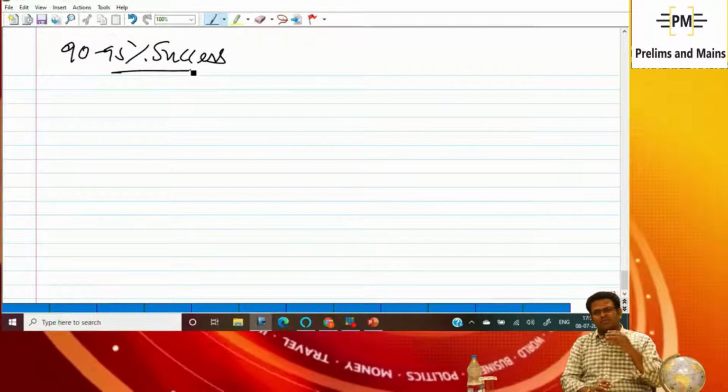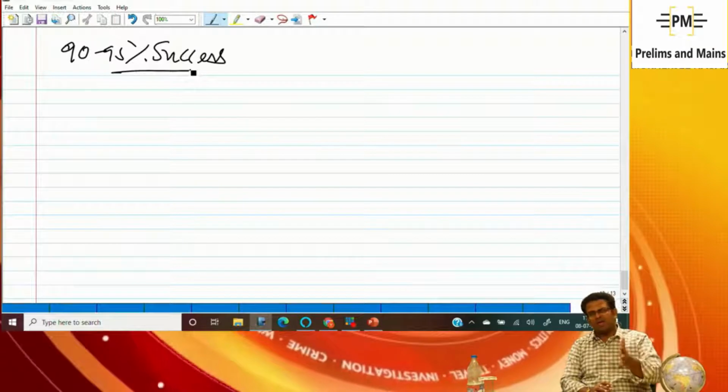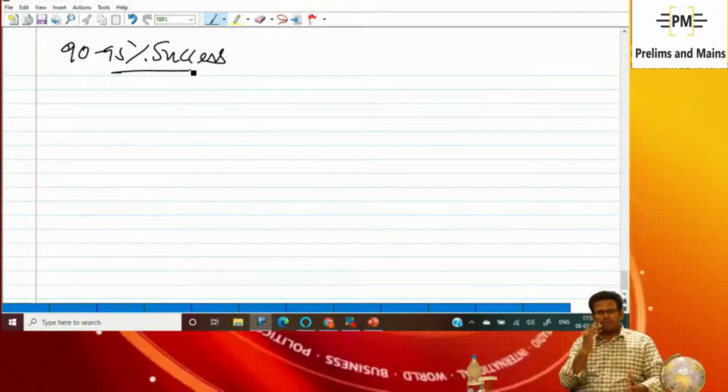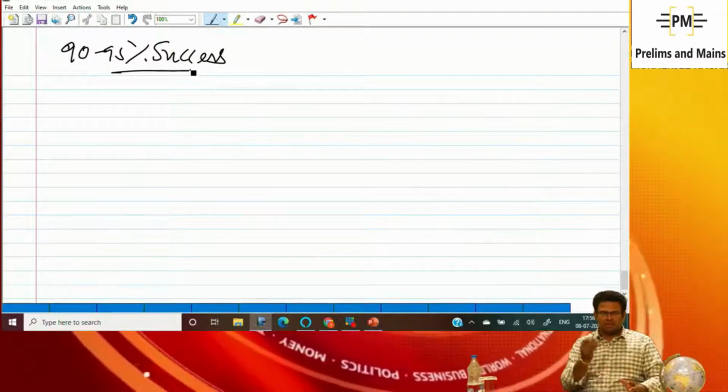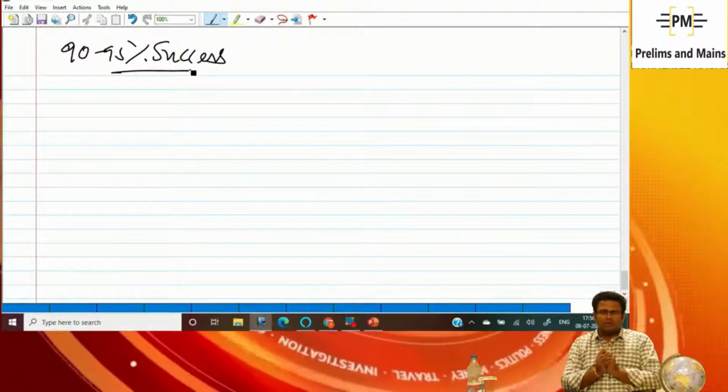GSLV Mark 3 is successfully established. There is no problem with the GSLV Mark 3. It is successful. The orbiter is also successfully orbiting. But there is some problem with the Vikram lander. It was not able to land softly.